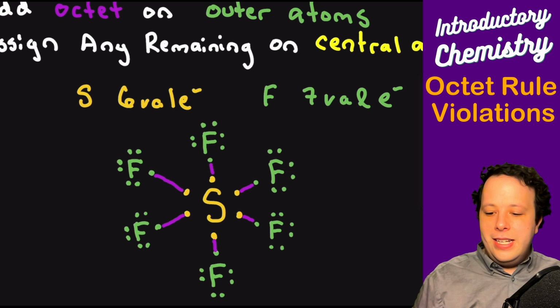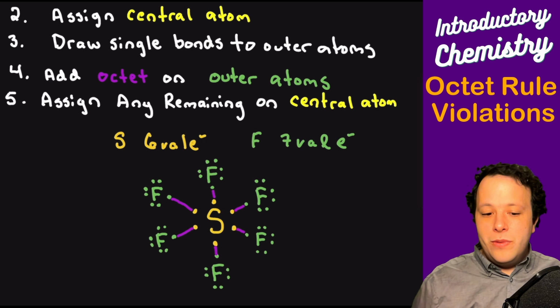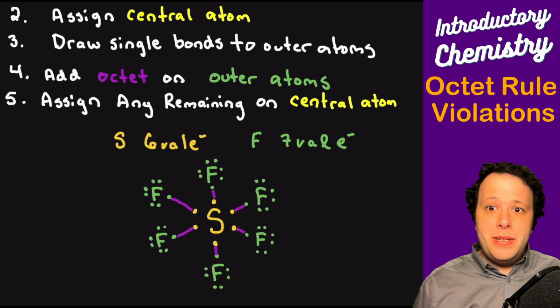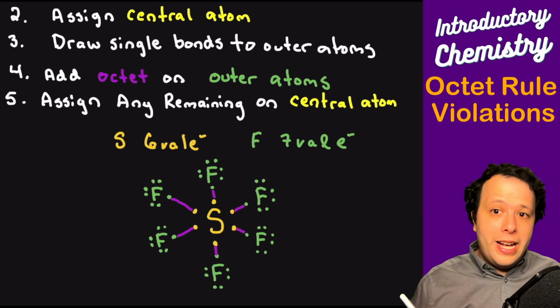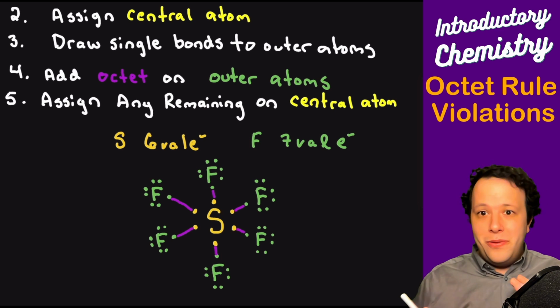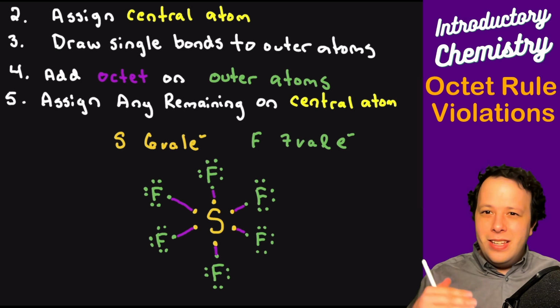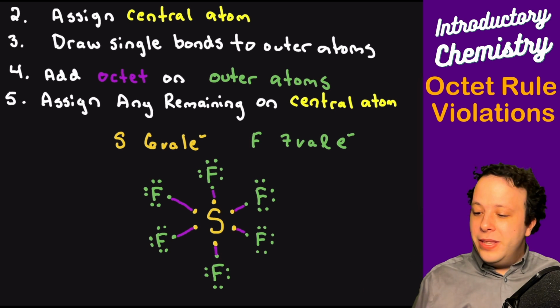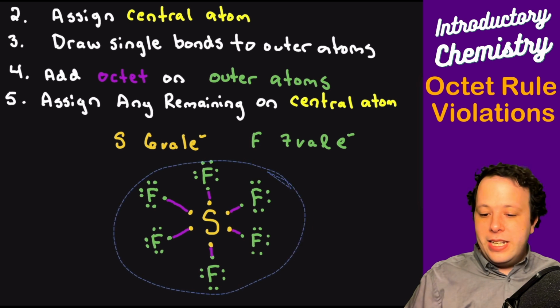Now, just to double check, we added our octet on each of the outer elements. So that was our lone pairs. And then we assign any remaining electrons to the middle. The reason why that last step is important is, if you don't quite have enough outer atoms to fulfill this expanded octet, then you put those extra electrons on the middle one because they can handle it with the expanded level. So what you can see here is the structure for SF6.